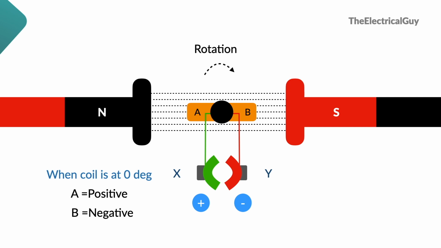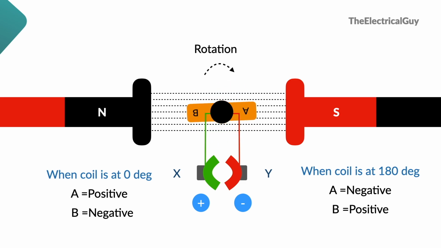As you can see in the image, coil end A is under N pole and coil end B is under S pole as of now. And we will consider A is positive and B is negative. You can also see the polarity of brushes at this particular position. Brush X is positive and brush Y is negative. But when the coil rotates by 180 degree clockwise, coil end A will move downward and go under the S pole, and coil end B will move upward and go under N pole. Which means coil end B is now positive and coil end A is now negative. But still the brush X is positive and brush Y is negative.